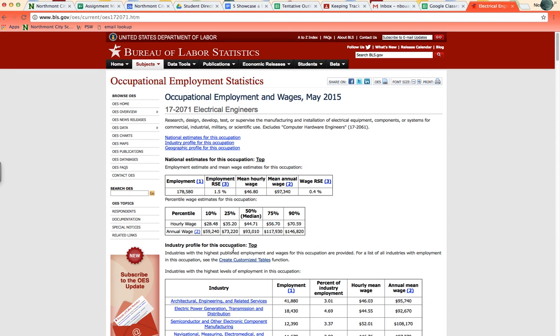Okay, so I'm looking for electrical engineers. The median annual wage for an electrical engineer is $93,010. The career high is $146,820. And the starting or the low would be $59,240. Okay? So I would want the 10% as my starting or low. Your median is going to be your average salary, and your career high is going to be your 90%.